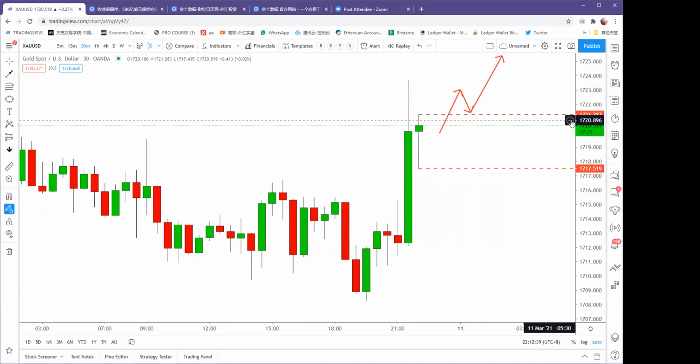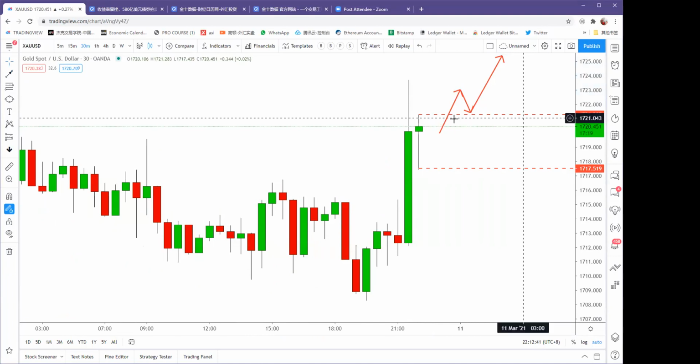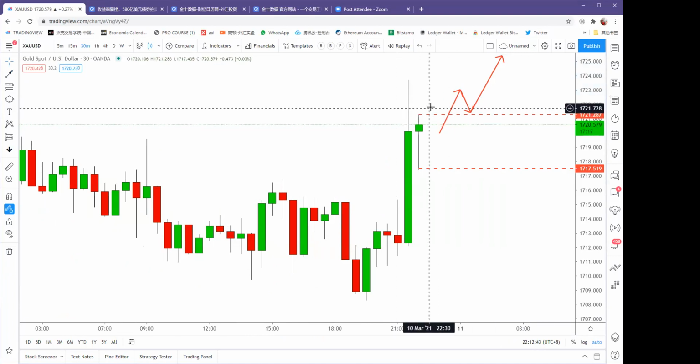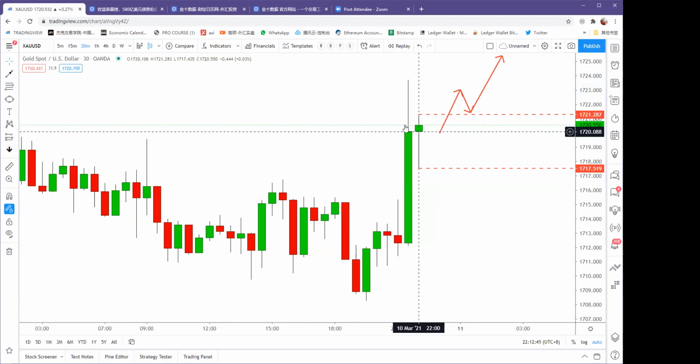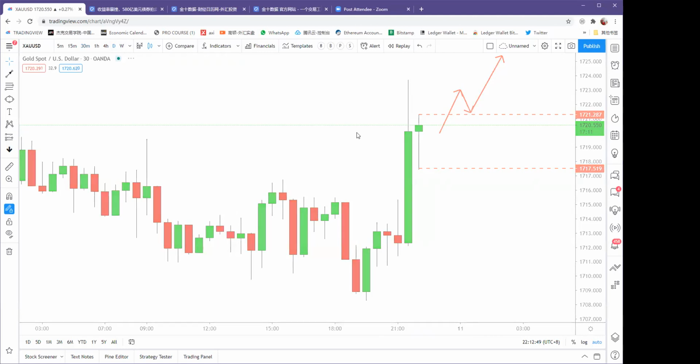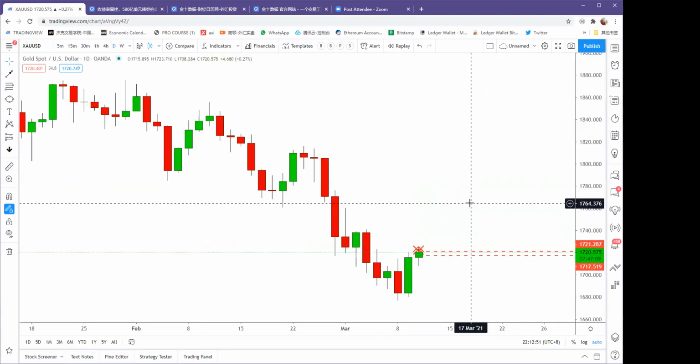You can buy at 1721.50. You can place a buy stop if the 30 minute inside bar forms, and our target will be the daily target of 1760.